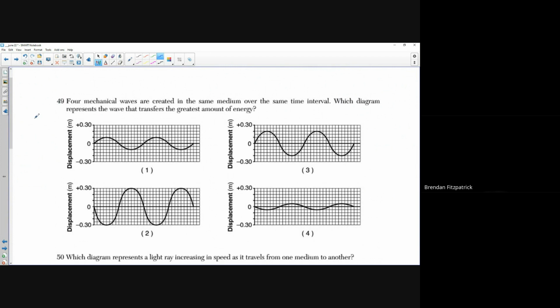49. 4 mechanical waves are created in the same medium over the same time interval. Which wave transfers the greatest amount of energy? So because they all have the same wavelength, energy is just related to amplitude. So I just want the greatest amplitude, which is choice 2.